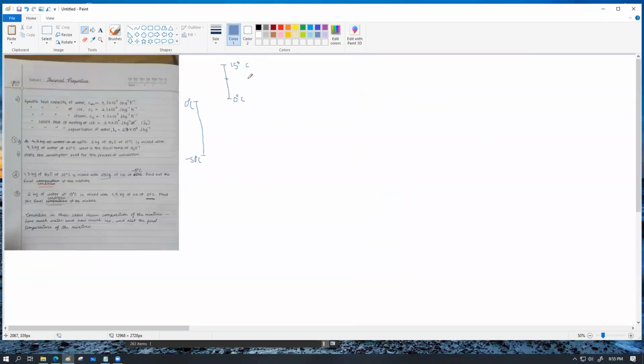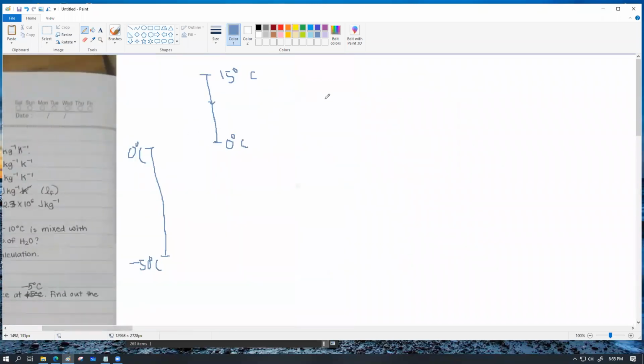So how much heat would be given up for the water to cool down? Let's say Q given up. What does this come to? 0.250, was it 250 grams or 200 grams I said? How much was the mass? 200. Yes, okay. So 200 into 4200 into 15 minus 0. What does this come to? 12600.